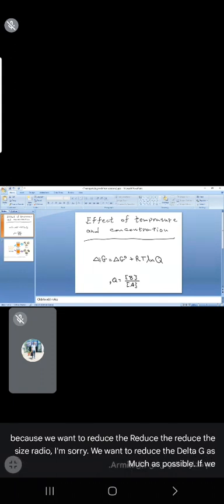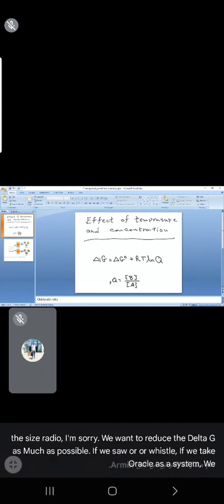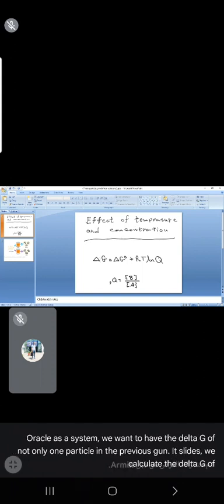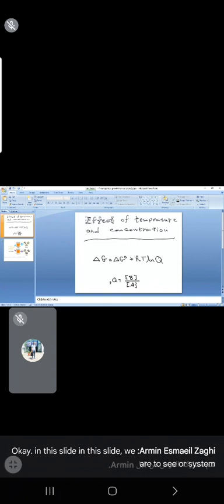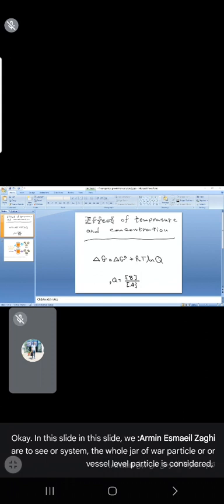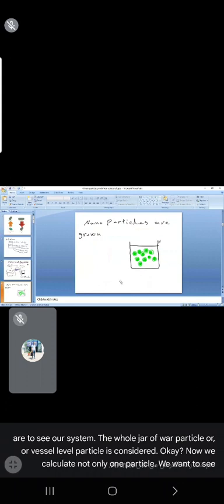If we take our vessel as a system, we want the delta G of not only one particle. In the previous slides, we calculated the delta G of the whole one particle. In this slide, we consider our system, the whole jar or whole vessel of our particles. Now we calculate not only one particle. We want to see the system, lots of particles.